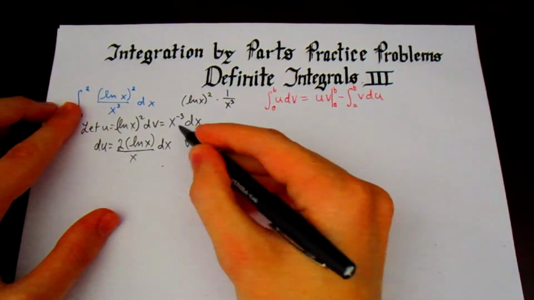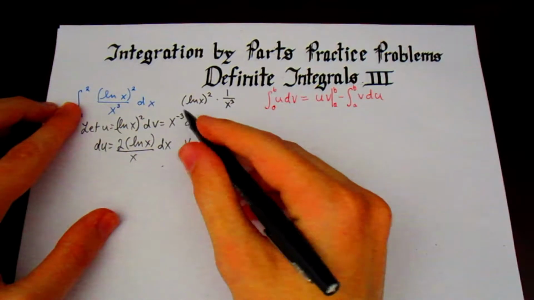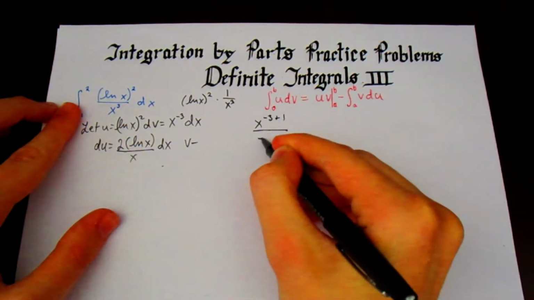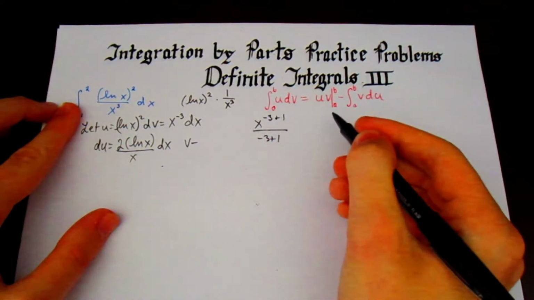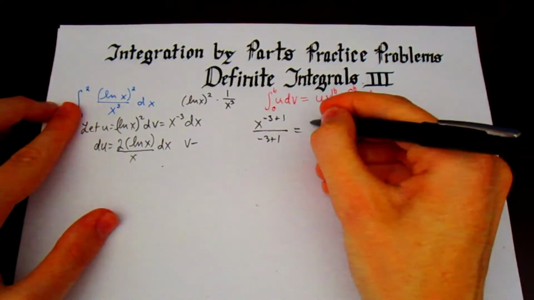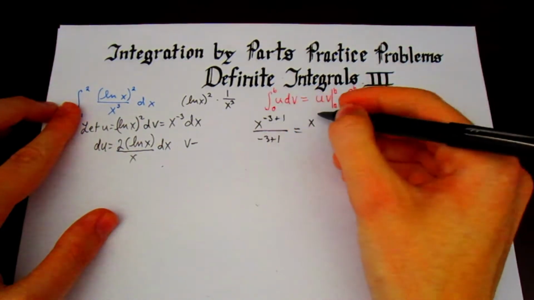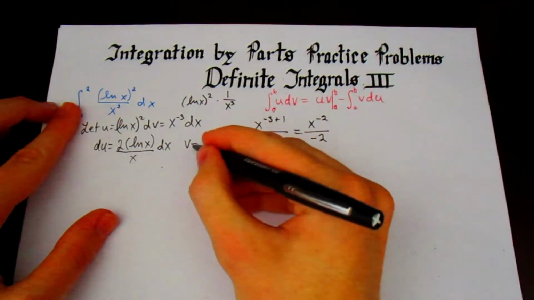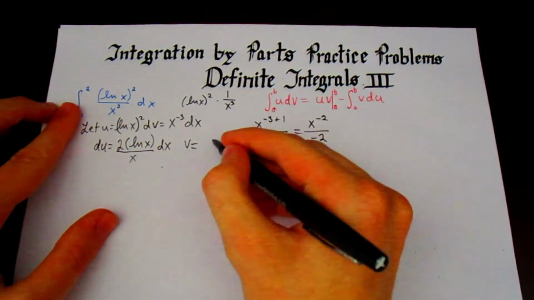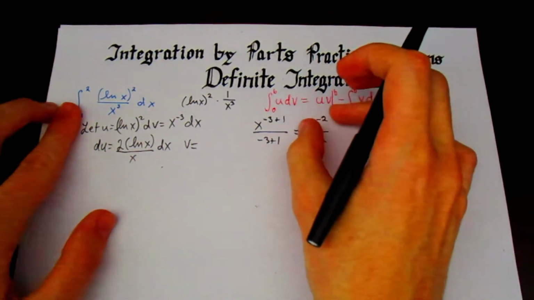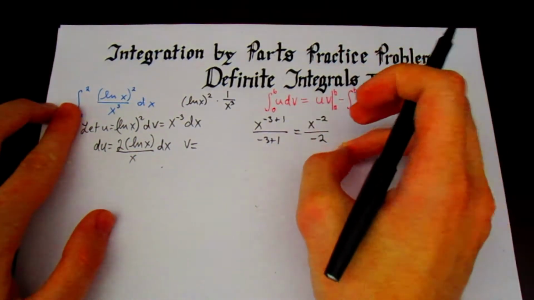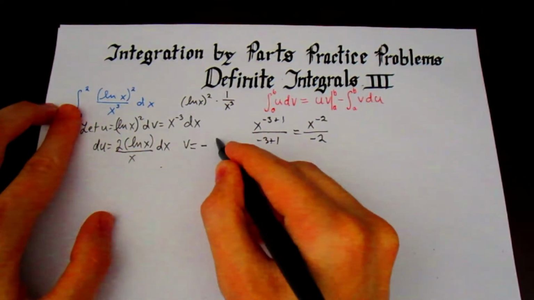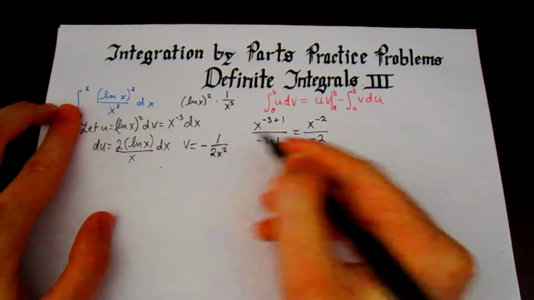Now v is going to be the integral of x to the negative 3. Couldn't be easier. That's negative 3 plus 1 over negative 3 plus 1. That's the power rule for integrals. That's going to equal x to the negative 3 plus 1, which is negative 2, over negative 2. So v equals, by negating the negative 2, negative 1 over 2x squared.